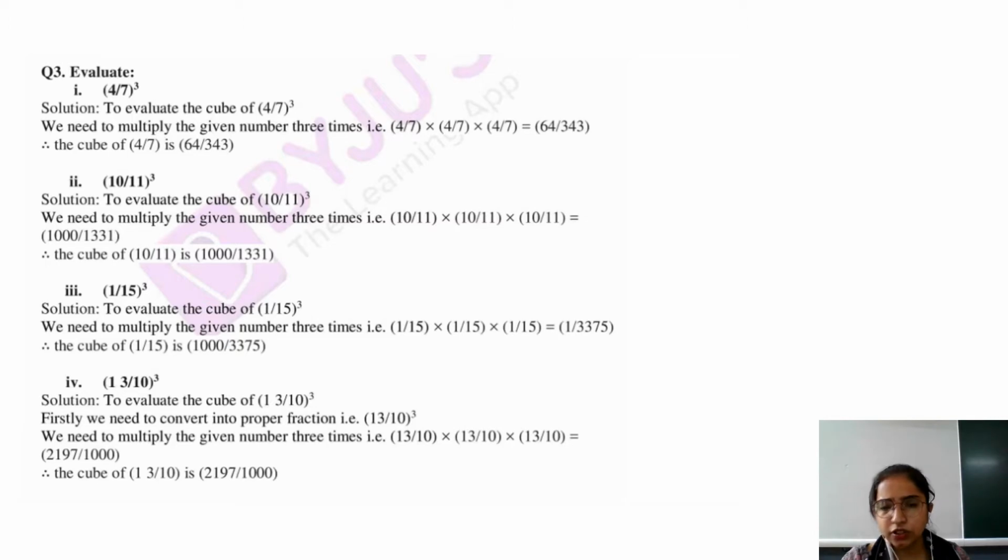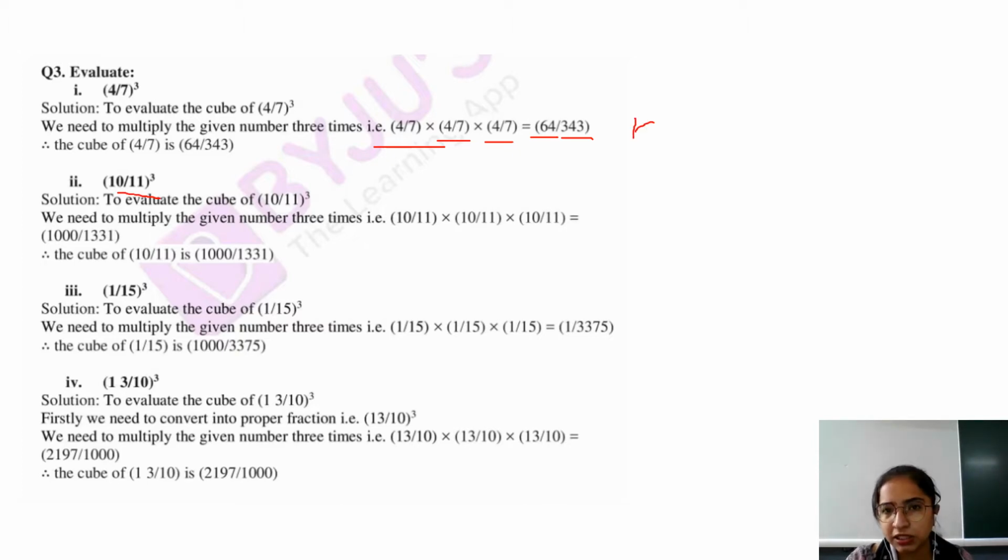Nothing is there. You have to multiply 4 by 7 three times. 4 by 7 multiply by 4 by 7 multiply by 4 by 7. 4 into 4 into 4 will be 64, and 7 into 7 into 7 will be 343. Answer. Again same, 10 by 11 into 10 by 11.